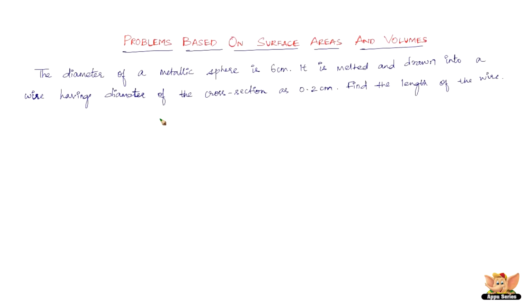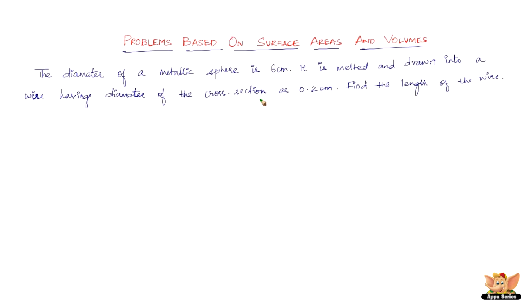In this video, let us continue to solve problems based on surface areas and volumes. So we've got a problem here which reads like this, and it is based on sphere. The diameter of a metallic sphere is 6 centimeters. So say we've got a sphere like a ball, its diameter is 6 centimeters. It is melted and drawn into a wire having the diameter of the cross section as 0.2 centimeter.